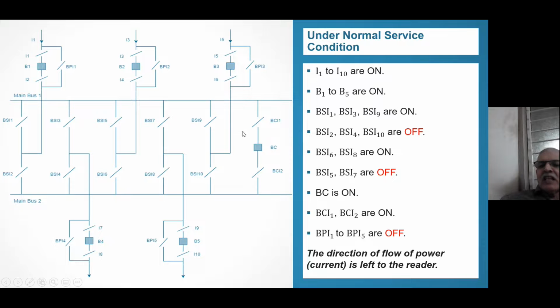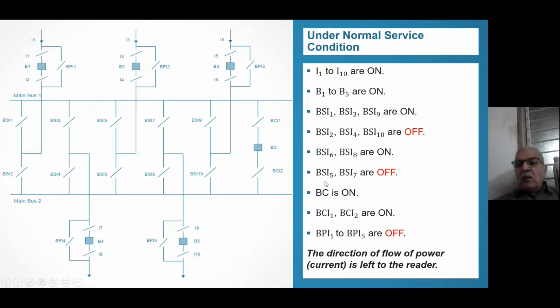Then BSI 6 and BSI 10 are on. BSI 6 is on means this power, incomer 3, is going to bus number 2. BSI 8 is on means this power is going to bus number 2. BSI 8 is on means BSI 7 must be off. So BSI 7 and BSI 5 are off because BSI 6 is on.